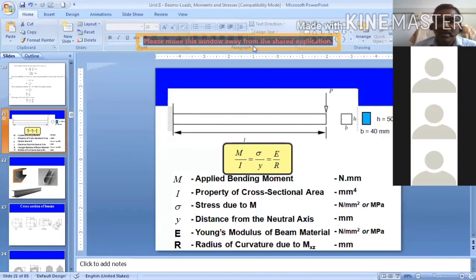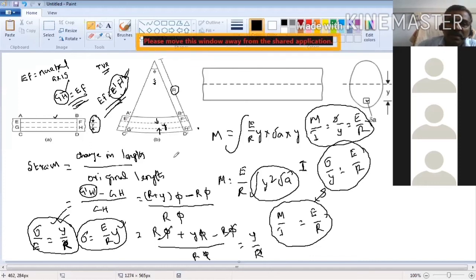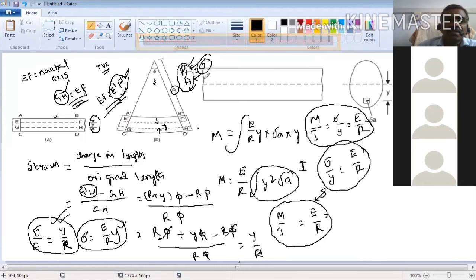Now, we have seen that when a body is subjected to axial load, stress is equal to load by area. Load P by A is equal to sigma when it is subjected to axial load. When load increases, sigma increases. When area increases, sigma decreases. So sigma is directly proportional to P and inversely proportional to A. This is in the case of axial load.